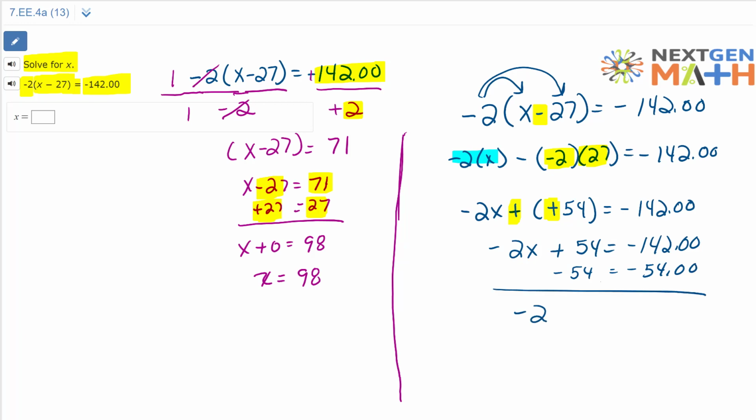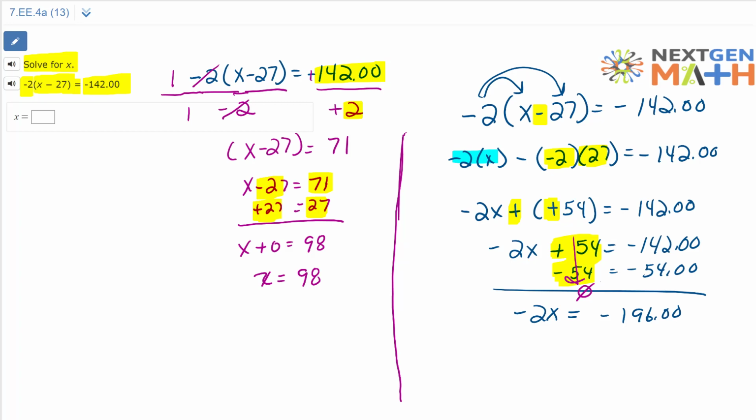And we'll have negative 2x equals negative 196. Right here, this plus 54 minus 54 became 0. So now we have negative 2x equals negative 196.